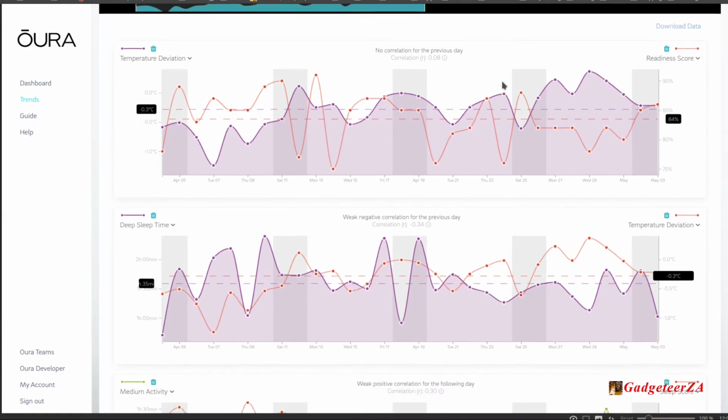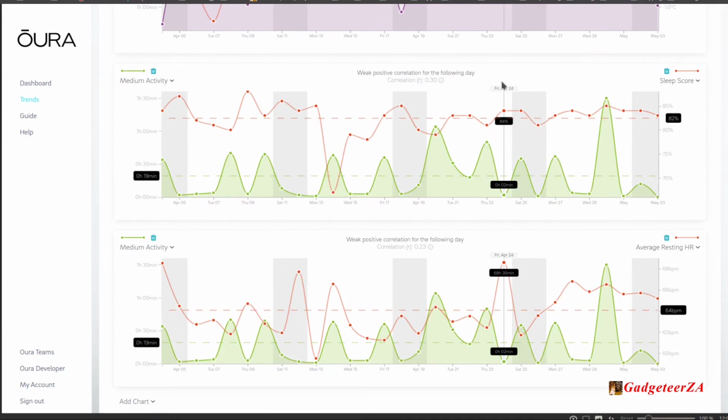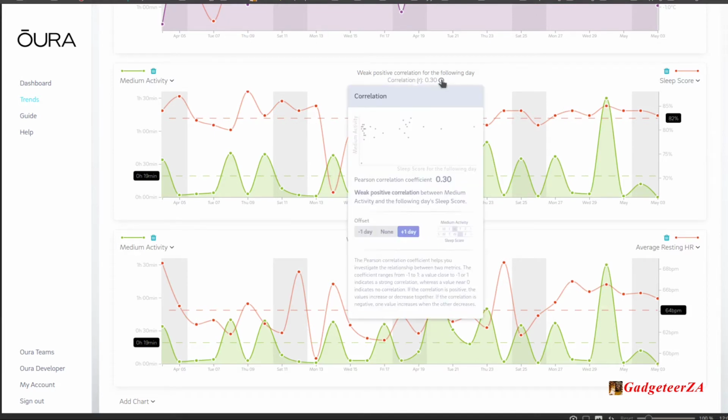So if I go down, this is the one I presented last time, around medium activity versus sleep score. So one thing we can see here is if we click on here now to look at the correlation, here's the information showing correlation plots, and it tells you what the coefficient is, weak positive. Now this is what I was expecting because I said on a +1 day.